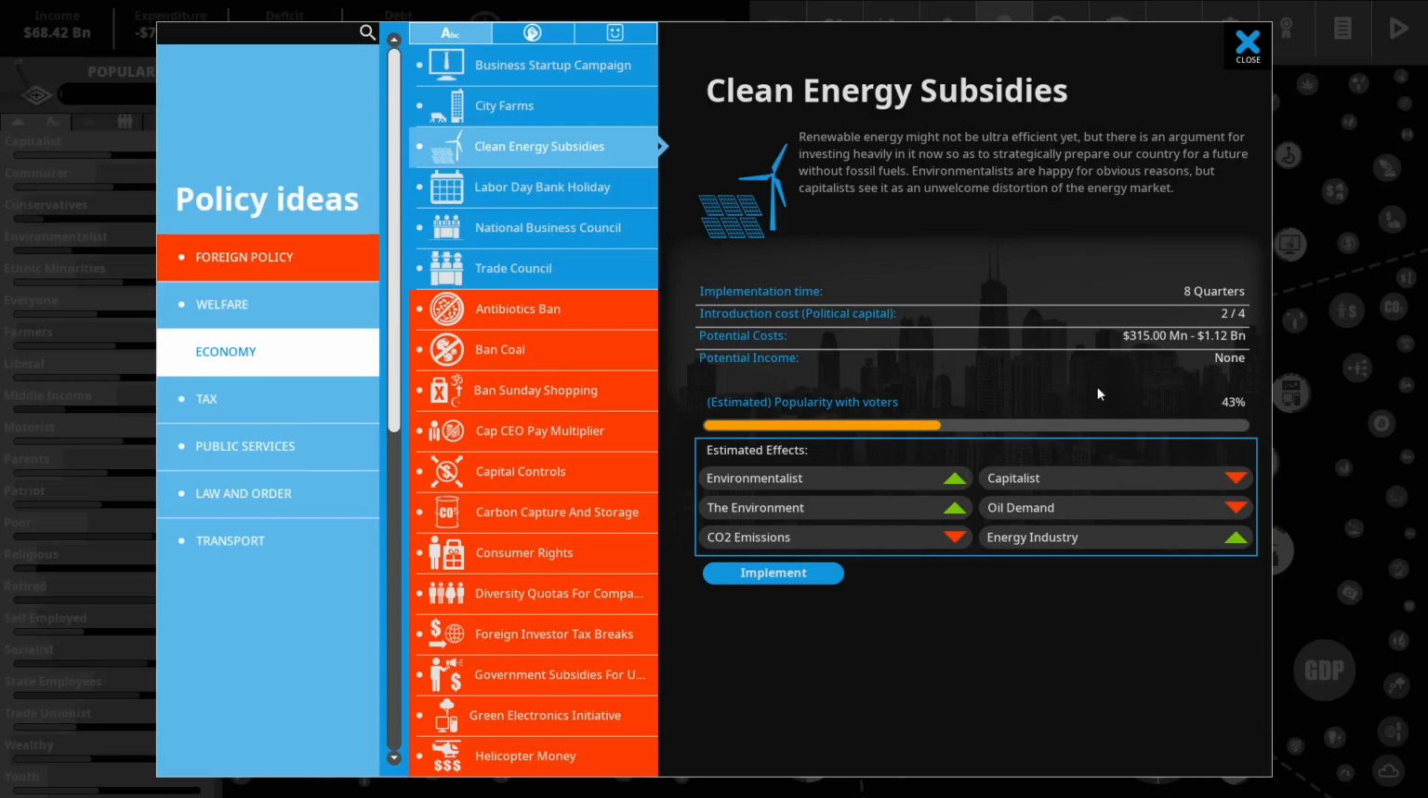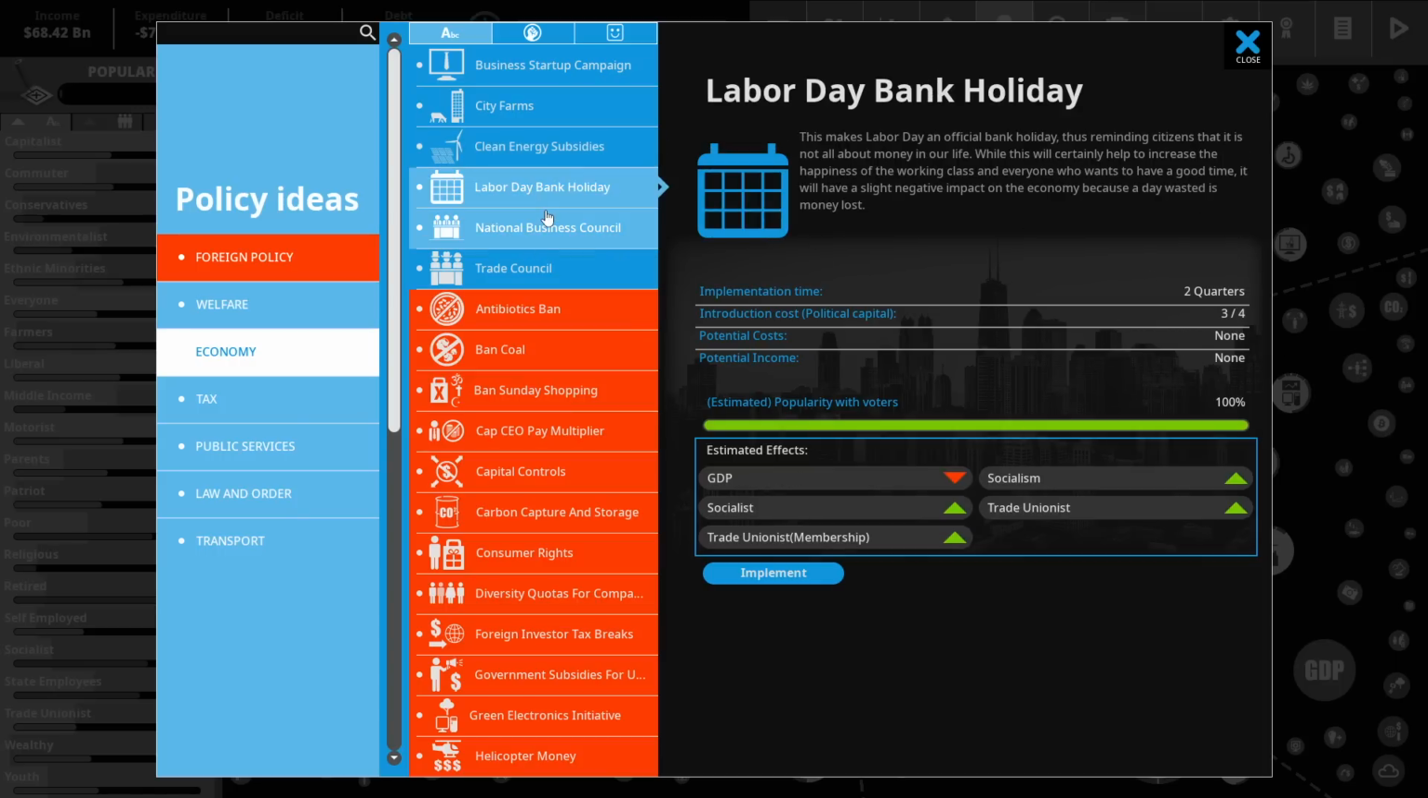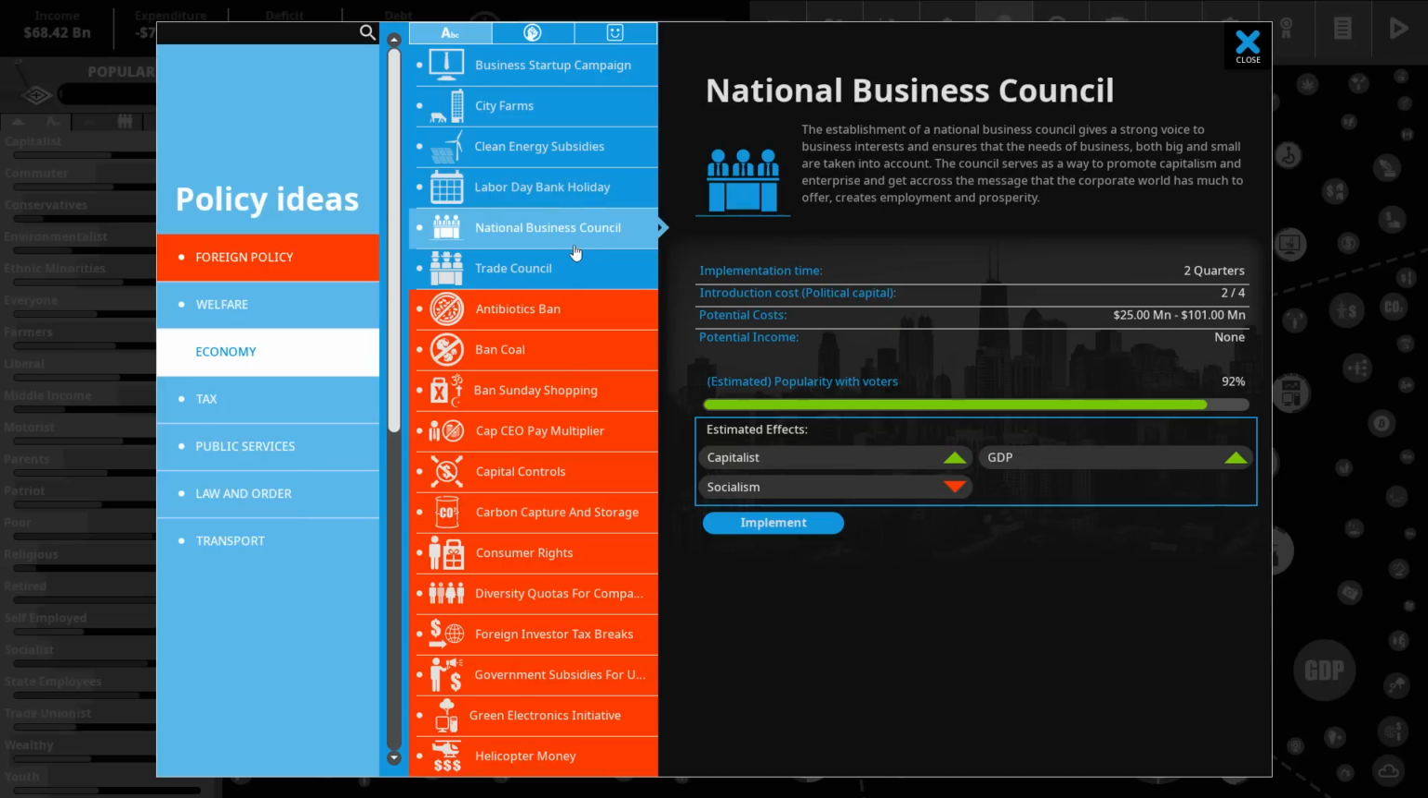Clean energy subsidies is kind of nice. Not that many people are into it, but environmentalists, the environment, lower CO2 emissions. It's not that popular because we have a lot of capitalists, and the capitalists don't like the idea that we're spending government money to subsidize things. I think we might do this, although right now it is a little pricey, and we're in a bad situation financially speaking, so maybe I won't run this now.